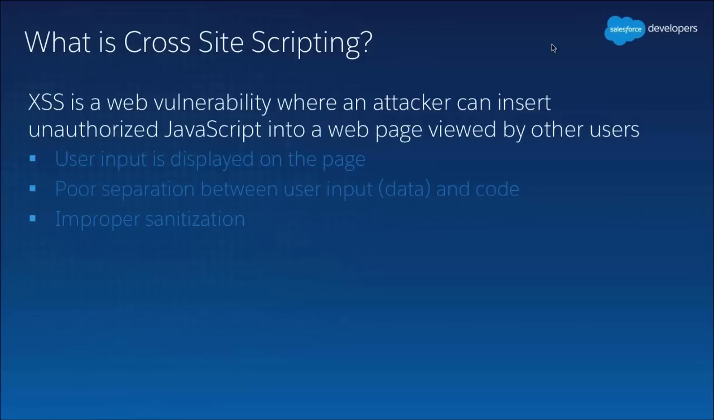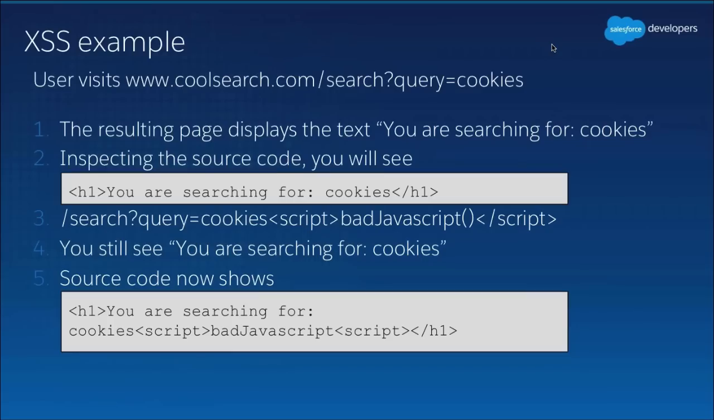So in order for cross-site scripting to happen, user input has to be displayed on the page. Another requirement is that there is a poor separation between user input, which should be data, and code. This is usually due to improper sanitization of user input. What does that mean? We'll go over it later, but let's take a look at an easy example.